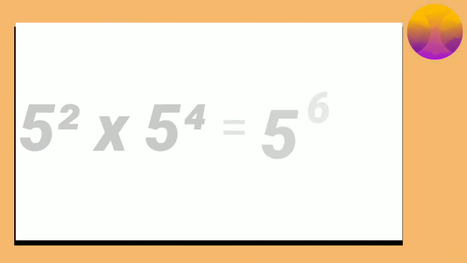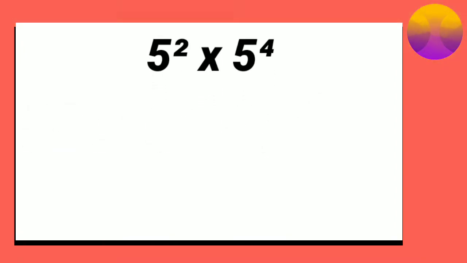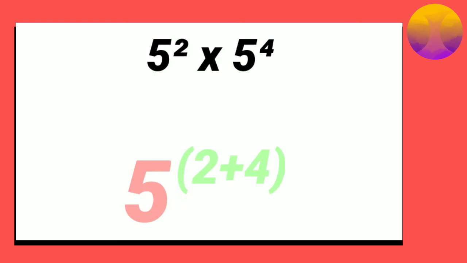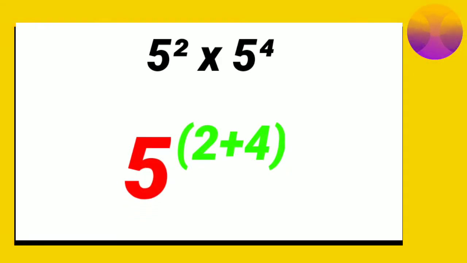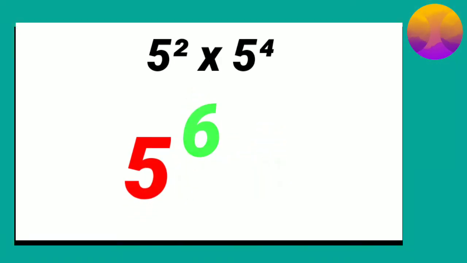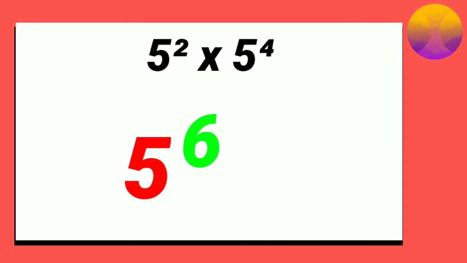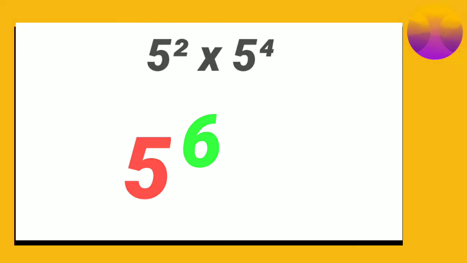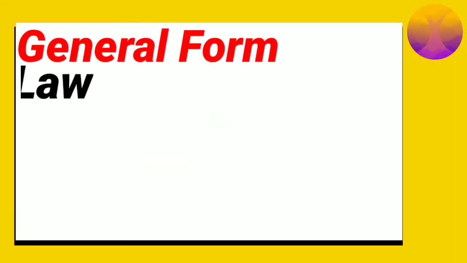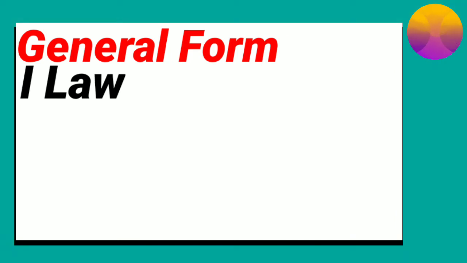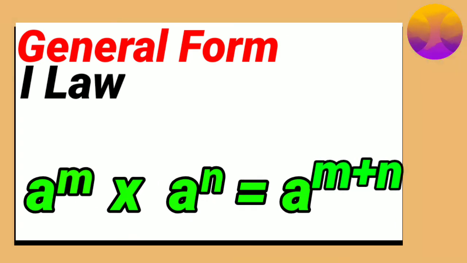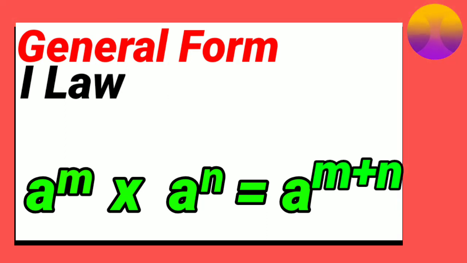Now the same example can be written very quickly as 5 raised to 2 plus 4. That means 5 square multiplied by 5 raised to 4 is equal to 5 raised to 2 plus 4; we have to add the indices. That means in general form the first law of exponent can be written as a raised to m multiplied by a raised to n is equal to a raised to m plus n.